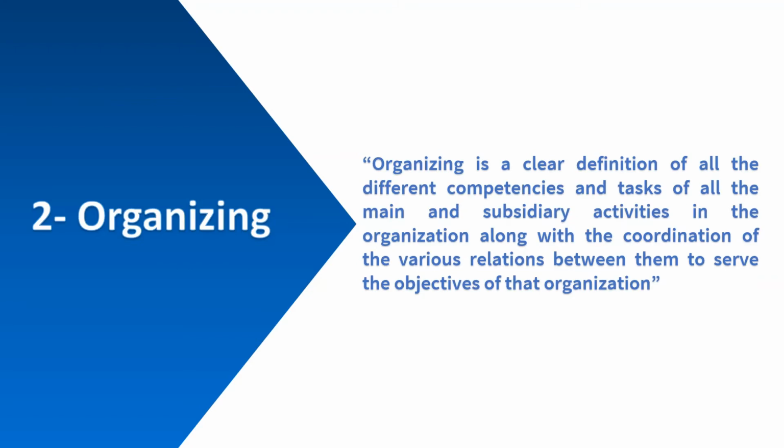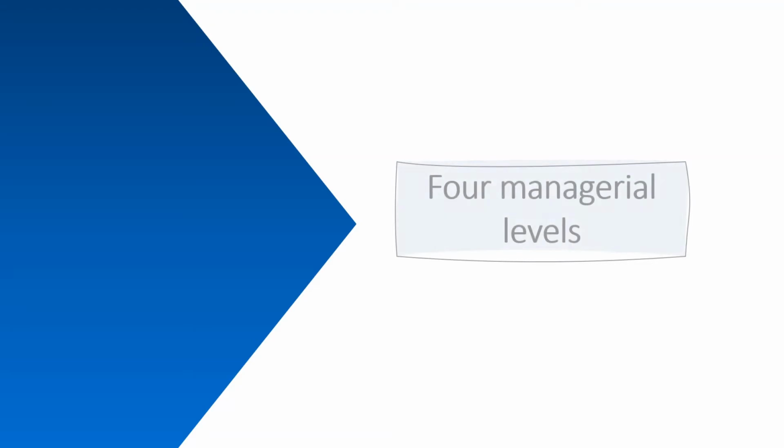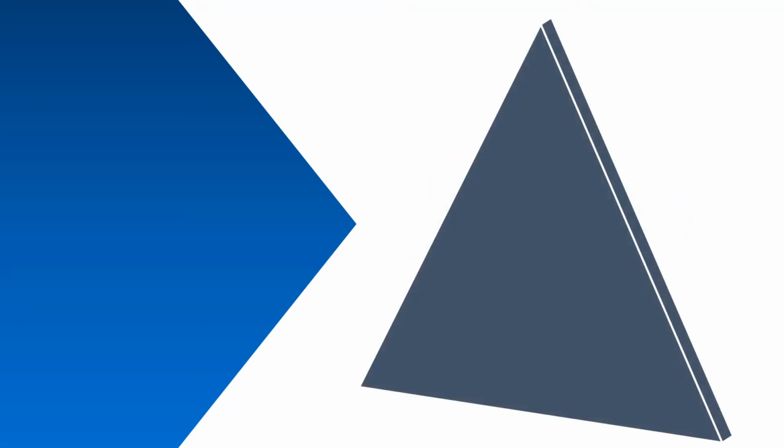Organizing is a clear definition of all the different competencies and tasks of all the main and subsidiary activities in the organization along with the coordination of the various relations between them to serve the objectives of that organization. For that purpose, the model organizational structure contains four managerial levels.